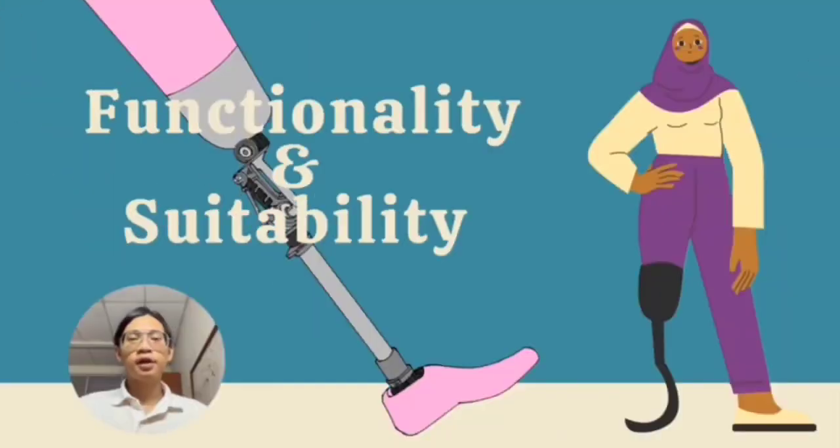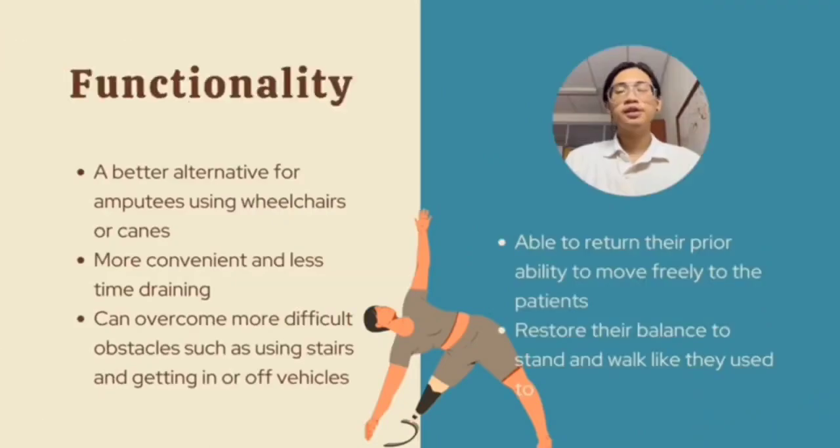Thank you, Eileen, for that explanation. Now I will be explaining about the functionality and the suitability of the lower extremity prosthesis. So first is the functionality of the lower extremity prosthesis, also known as prosthetic legs. Here I've listed a few points of the functions of a prosthetic leg. Firstly, it is a better alternative for amputees who are using wheelchairs or canes. This is because it is more convenient and less time-draining.